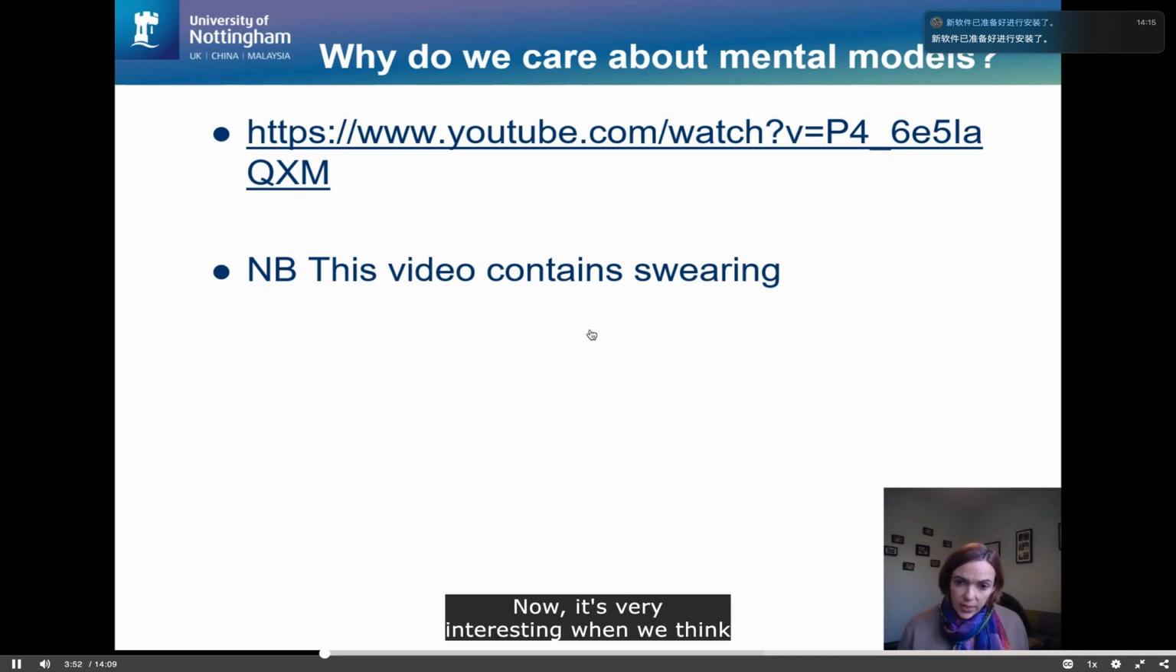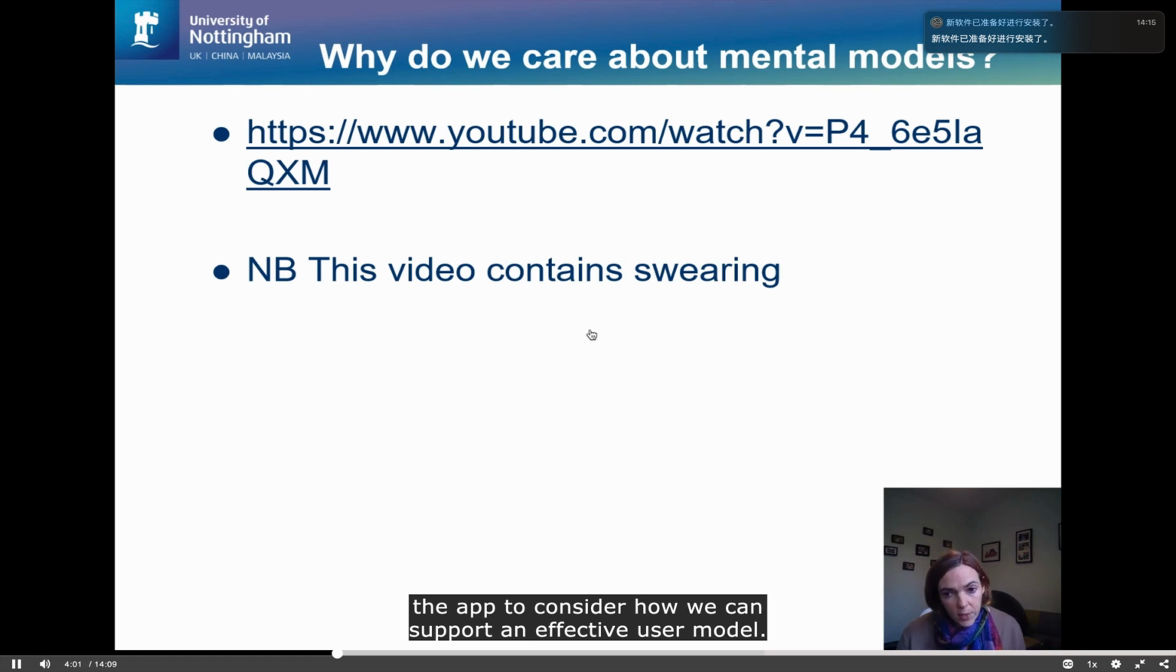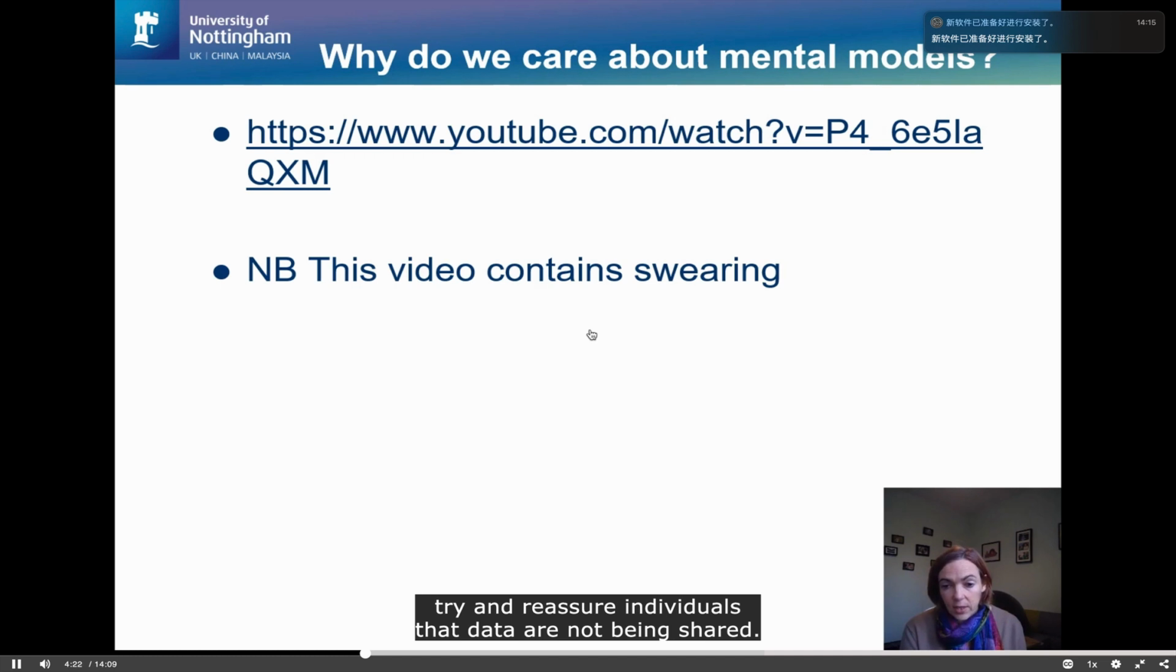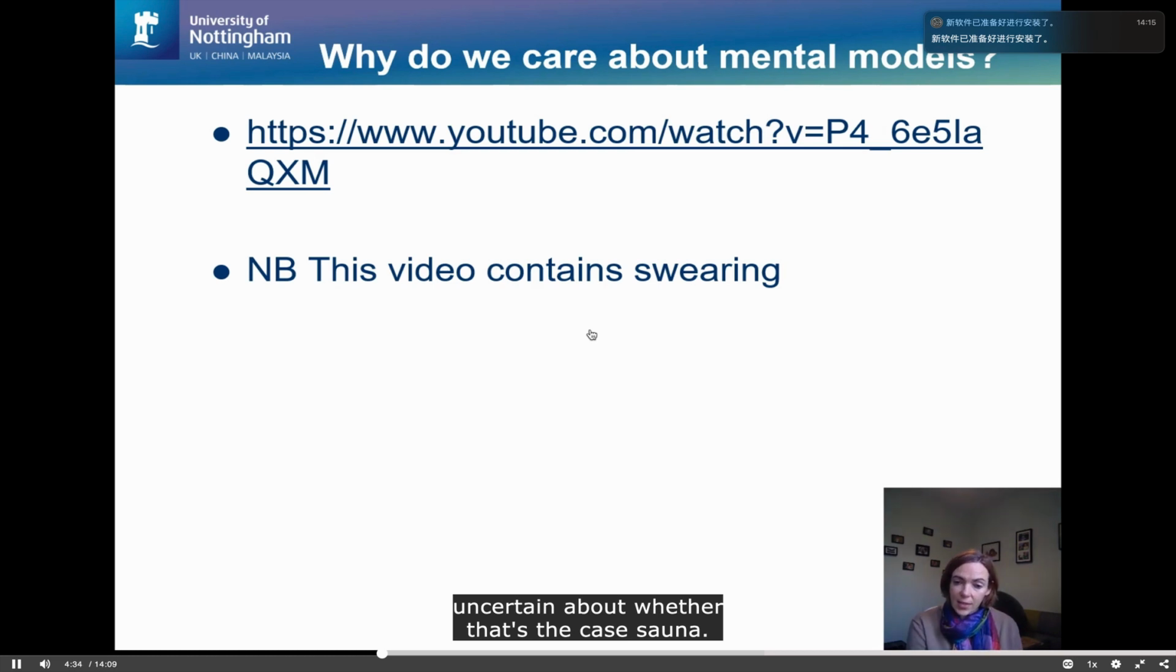Now, it's very interesting when we think about our mental model of the app. So there's been an awful lot of thought that's gone into the design of the app to consider how we can support an effective user model, but we can see it's not always worked as well as it could have done. So one particular way in which the app has been considered is in terms of our data and data privacy. The app's been designed with data privacy in mind to try and reassure individuals that their data are not being shared, their personal data about their name or anything like that is not being shared. But people have been uncertain about whether that's the case or not.